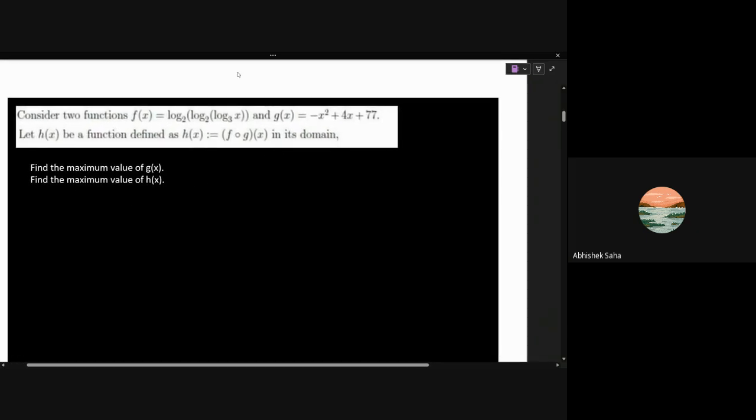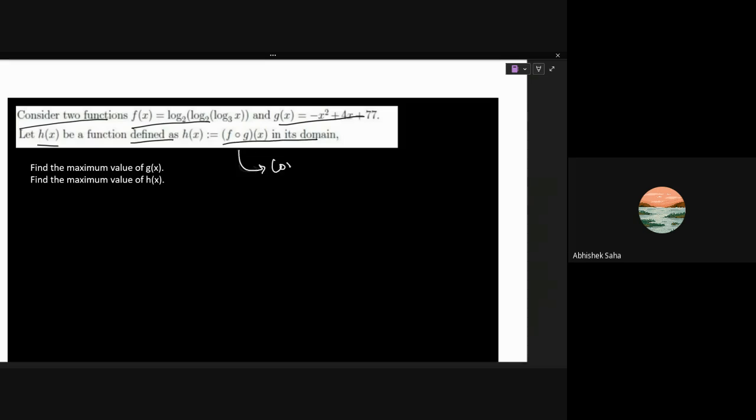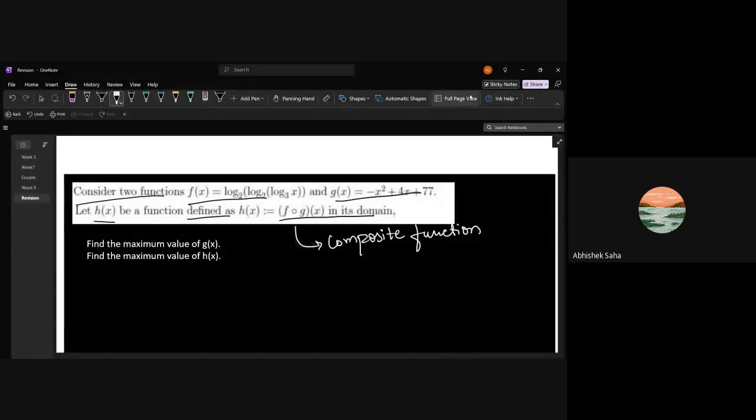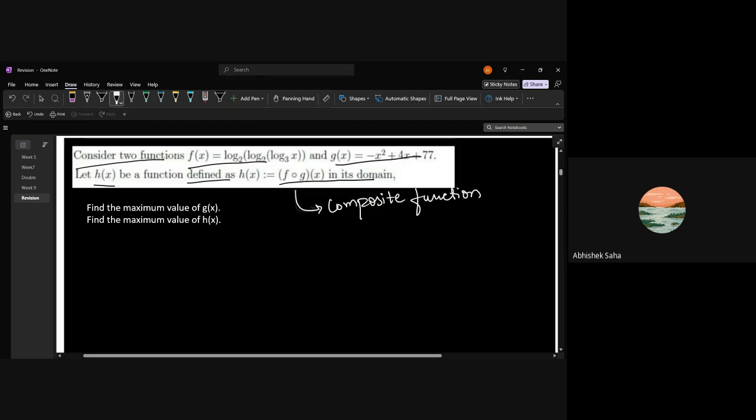This problem says to consider two functions, f of x and g of x, and h of x be a function defined as f of g of x. You can see this is from composite functions, and you have to find the maximum and minimum values. So you have to find the maxima and minima.